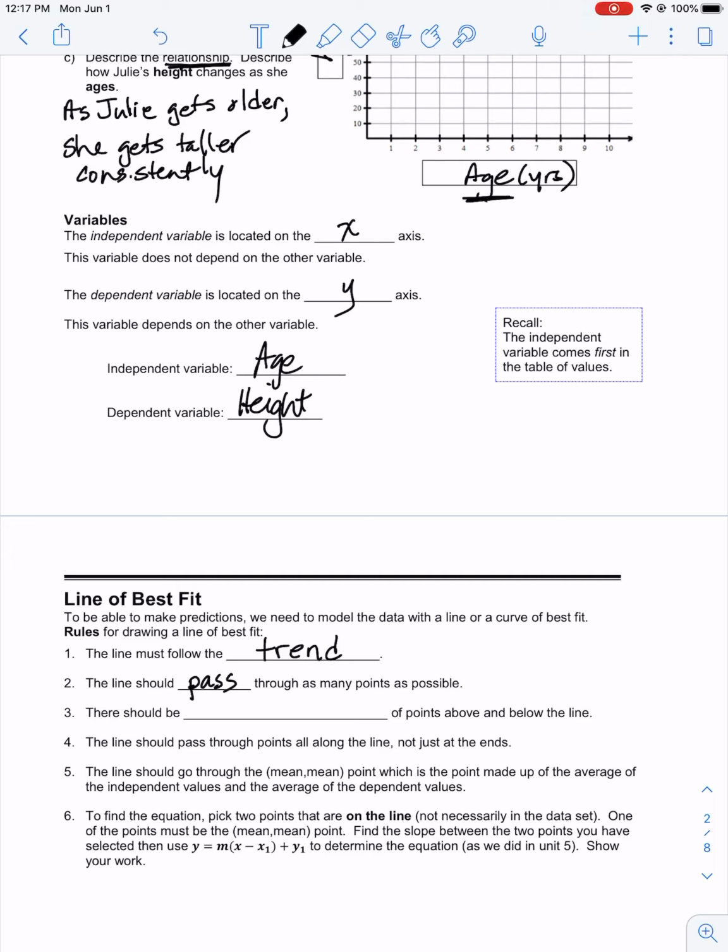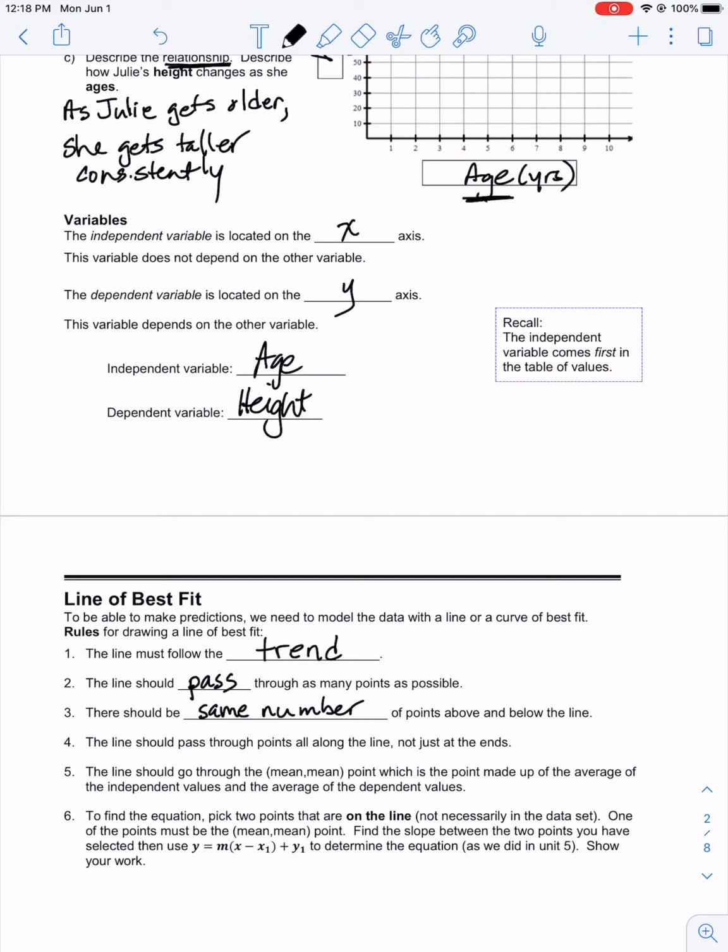There should be the same number of points above and below your line of best fit, as close as you can possibly get. And the line should pass through points all along the line, not just at the ends. And sometimes, to be honest, it doesn't pass through any of the points. Sometimes the line goes so through the center that it doesn't pass through any points at all.